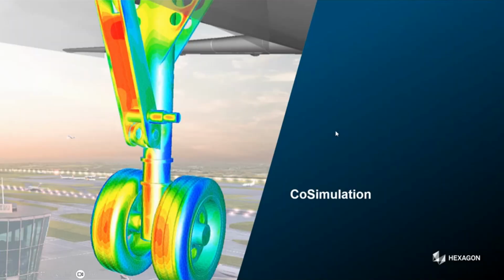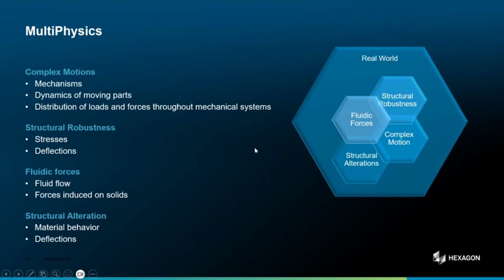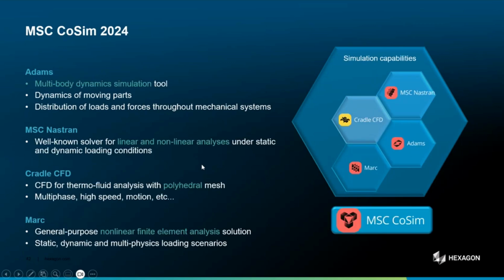One point I wanted to discuss as well, CoSimulation. In real world, you have an application that maybe implies different physics. Maybe you have a system with fluids. Maybe the system will deflect due to the fluidic force. Maybe the system will have a complex motion. So maybe your application is in between. When we go to the simulation world, this is what happens.